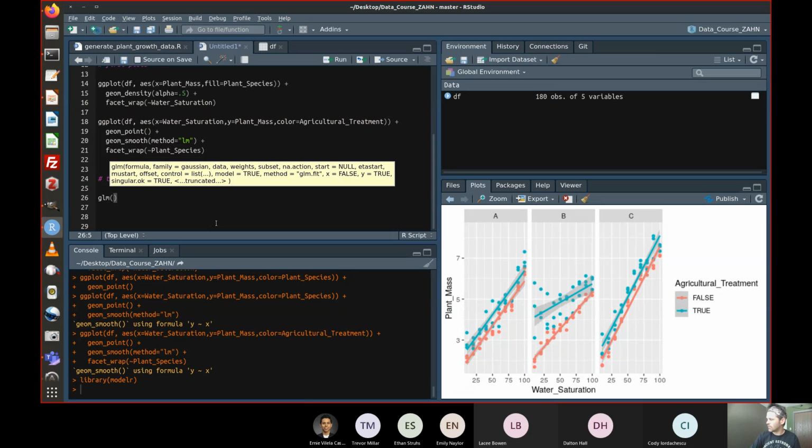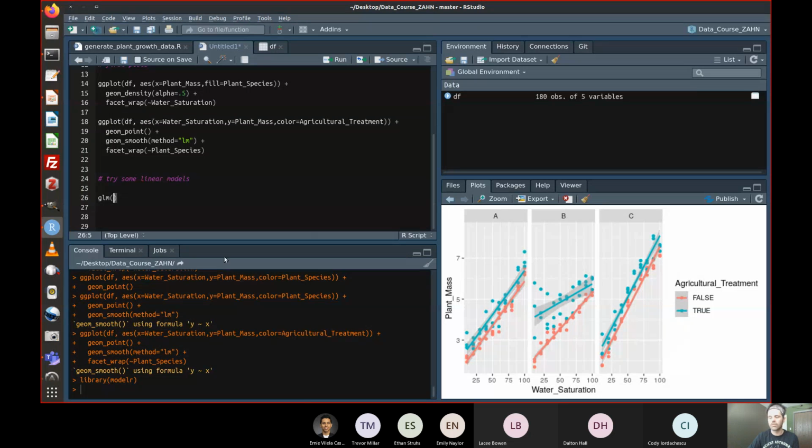But here we've got a categorical variable predicting agricultural treatment, a categorical one predicting here, plant ABC, and a continuous predictor down here, water saturation. And then our plant mass is continuous. So start with the GLM. It's nice and basic. Okay. The first thing to do is tell it where to find the data. Data equals df.